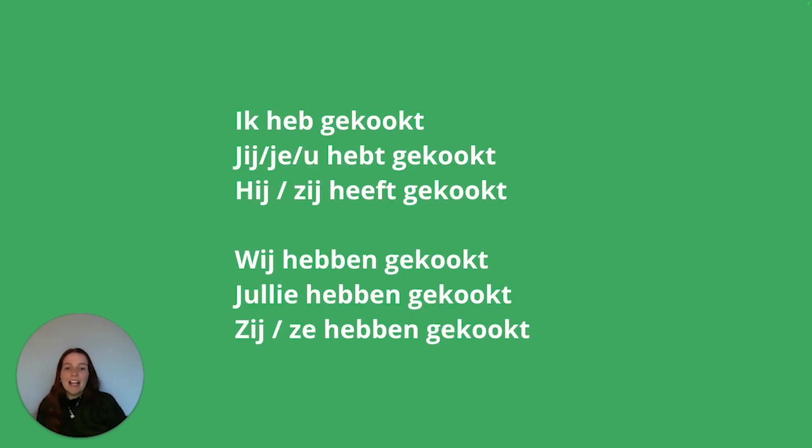From koken, we are going to take away the -en. Kook. What is the last letter? The K. So we're going to be adding a T to our voltooid deelwoord. And so we get: ik heb gekookt, jij, u hebt gekookt, hij, zij heeft gekookt, wij hebben gekookt, jullie hebben gekookt, zij, ze hebben gekookt. And this is how we conjugate verbs in the past.